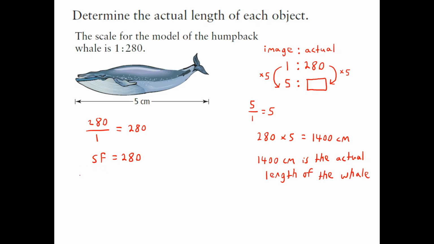Once I find the scale factor, I can simply take the size of the image, multiply it by my scale factor, and that would get me my actual size. So again, I take my image, multiply by scale factor, and I get the actual size. So in this case, 5 times 280, which is my scale factor, will get me my actual size. But in this case, that would just get me 1400 centimeters, which is the same answer as I would get if I used ratios and proportions.